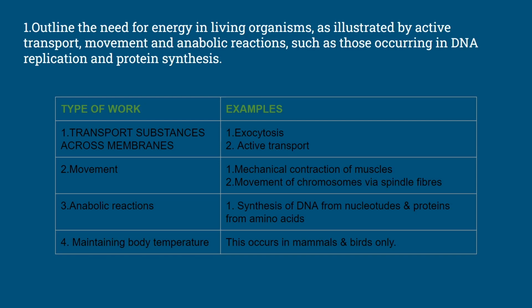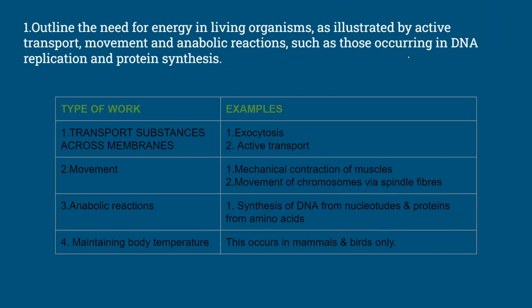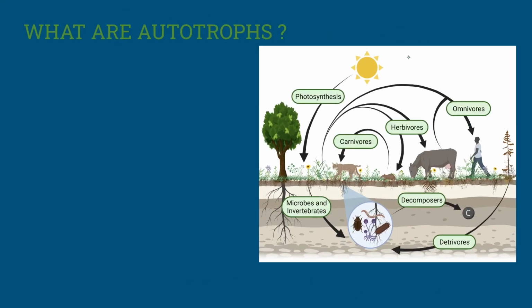And the third one is anabolic reaction. This is a synthesis of DNA from nucleotides and protein from amino acids. Okay. Then you have maintaining body temperature. This is homeostasis mainly, okay. So this occurs in mammals and birds only. So you have four as stated by the syllabus. Alright, the first one is active transport. Then movement and anabolic reactions, which are those occurring in DNA replication and protein synthesis. Okay, you have to remember these four very well.